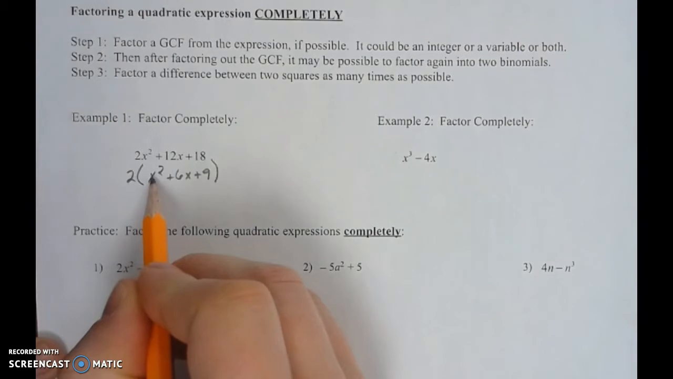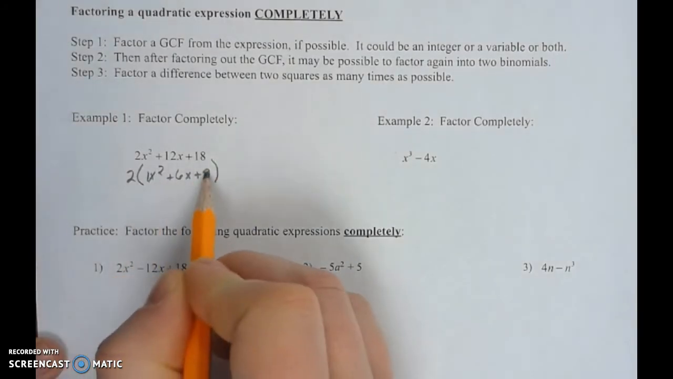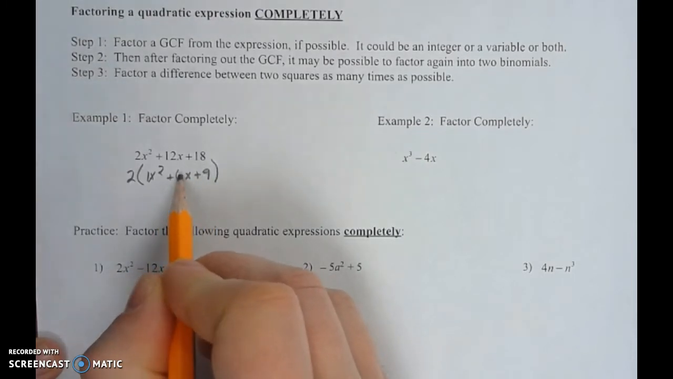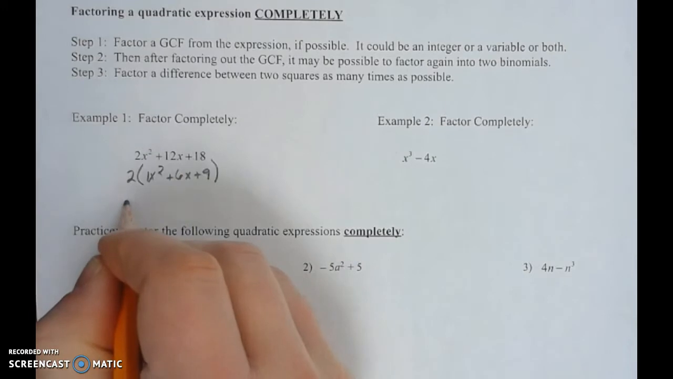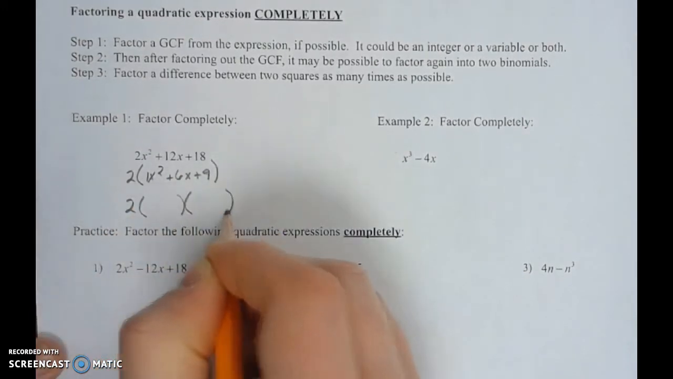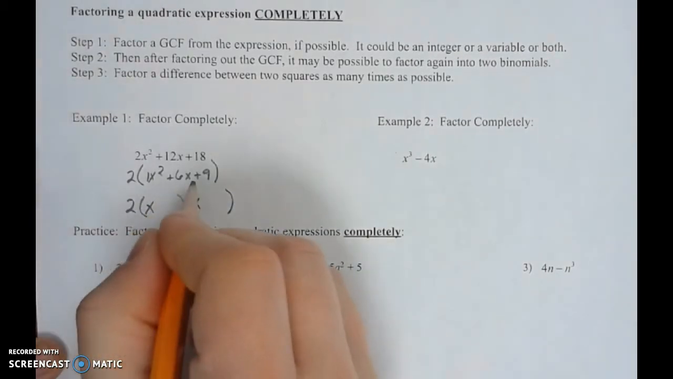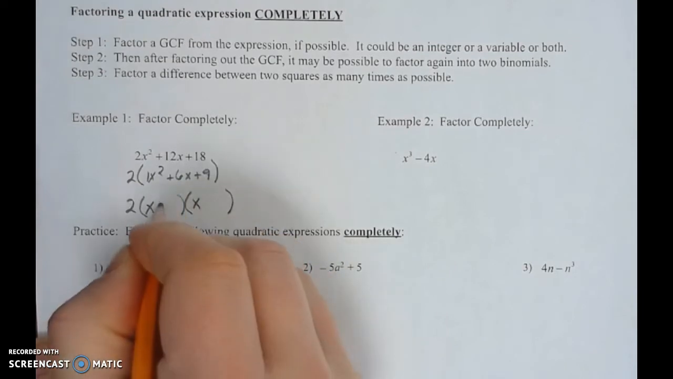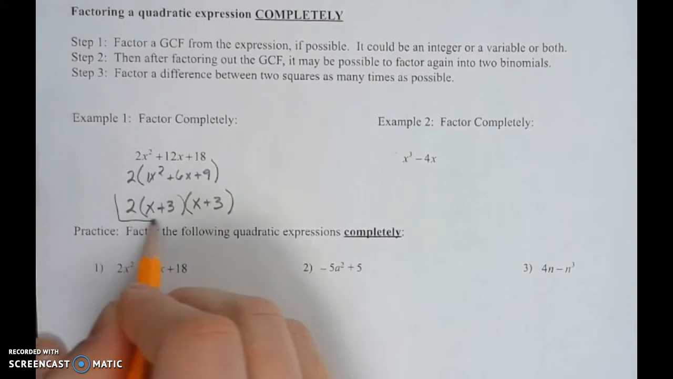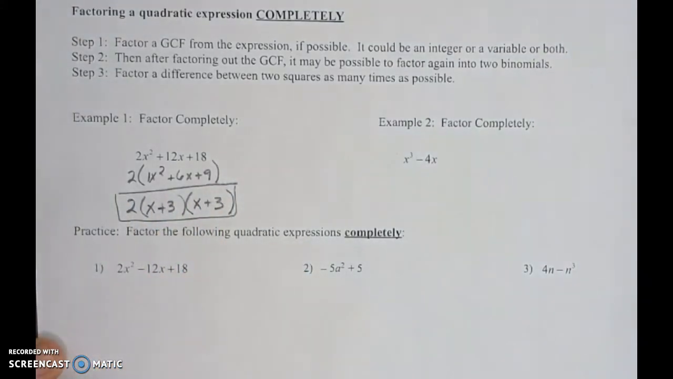If I think about that as a 1, 1 times 9 is 9. I need factors of 9 that are going to add up to 6. And I know that that's positive 3 and positive 3. So I'm going to have my 2 out front, and then I'm going to factor that trinomial into two binomials. So I'll put my x's in front. And again, my factors of 9 that add up to 6 are positive 3 and positive 3. And now this has been factored completely. Nothing else can be factored any further.